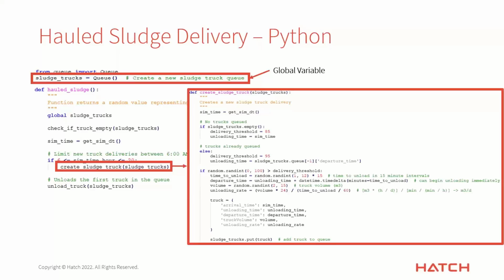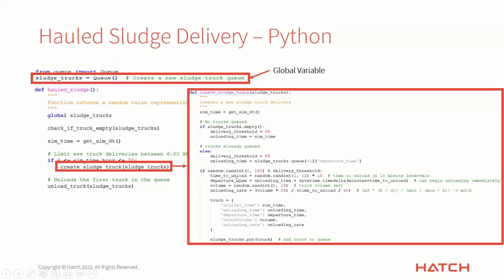So once we have that threshold, now comes where we're actually going to be introducing our uncertainty to our Python script. And that's going to be done using the Python random library, where we're going to generate a random integer between 0 and 100 and check to see if that random integer is greater than our defined delivery threshold, so either 85 or 95, depending on our queue. And if it's greater than that threshold, that's where we're going to introduce a truck to our facility and add it to our queue.